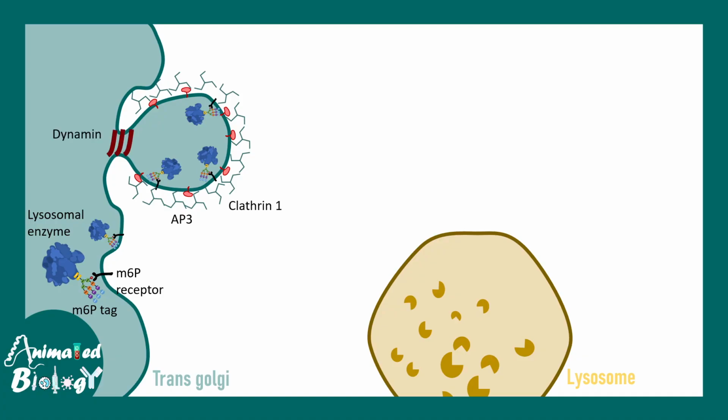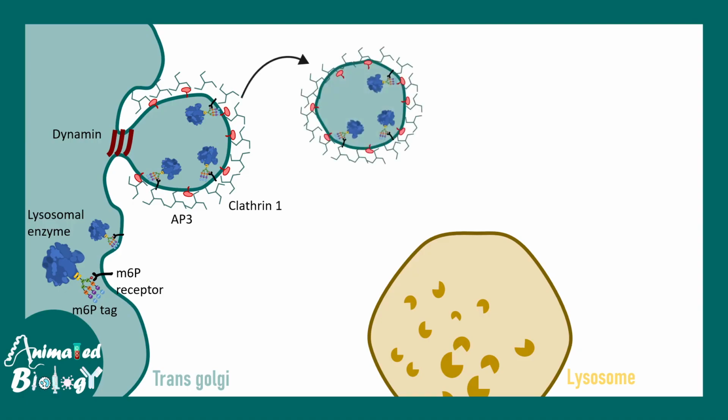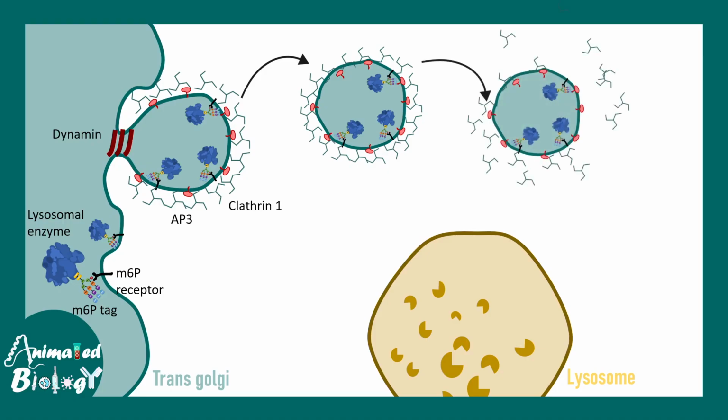Eventually the vesicle pinches off with the help of dynamin. Now the clathrin-coated vesicle containing the lysosomal enzyme with the receptor is bound for lysosomal fusion. Eventually the coat dissociates and the vesicle fuses with the lysosome.